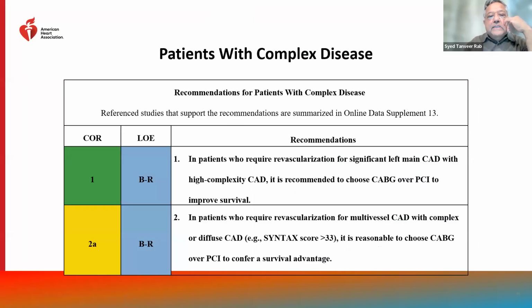So in patients with complex disease, significant left main CAD with high complexity, probably for very complex disease and high SYNTAX score, again, as I said, CABG is better than PCI. In patients who require revascularization for multivessel disease with complex CAD, SYNTAX greater than 33, with high SYNTAX score, probably better to think about CABG. It's a class 2 recommendation.